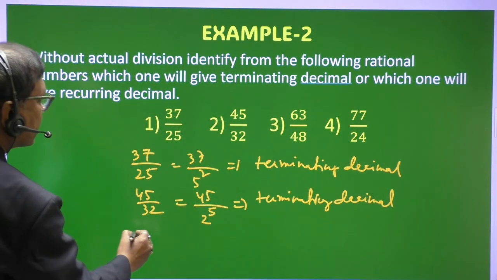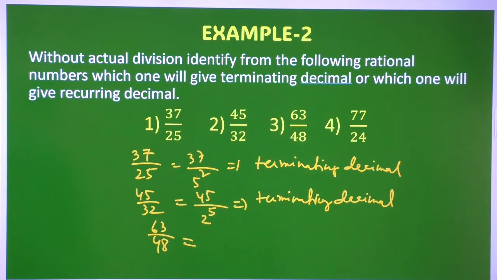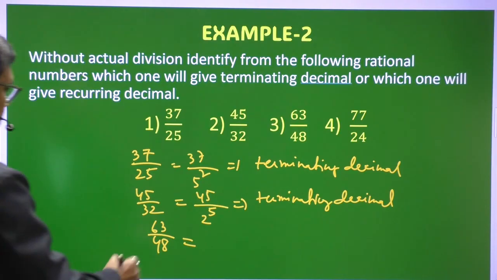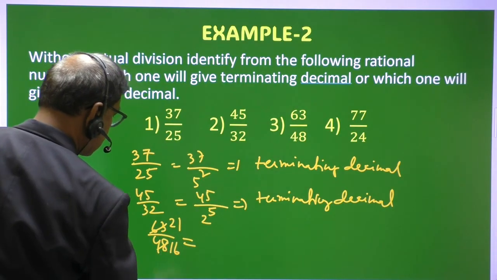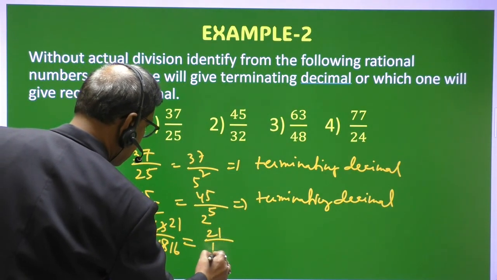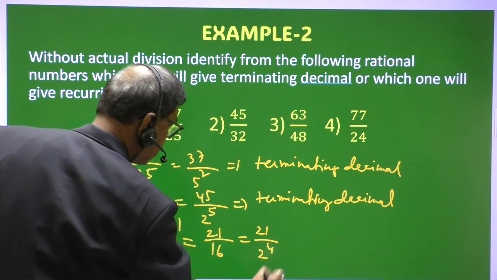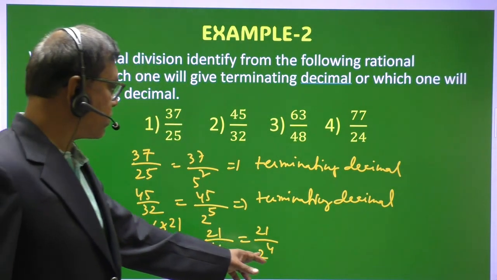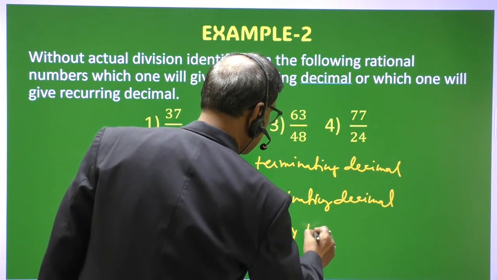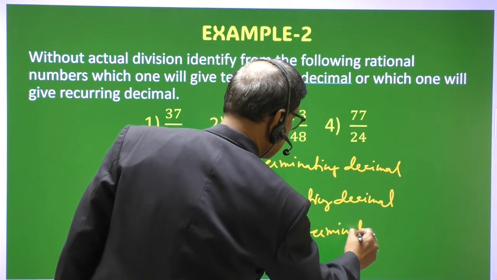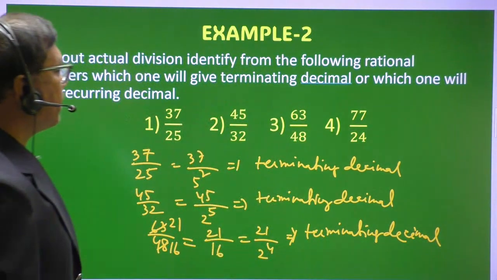Now third sum, 63 upon 48. Is it in lowest form? No, because we can simplify by 3, cancel by 3, 21, and it is 16. So the simplest form is 21 upon 16. That equals 21 upon 16, meaning 2 to the power 4. So the denominator is expressed in the form of 2 to the power n. So this implies it is a terminating decimal. I think this part is clear.